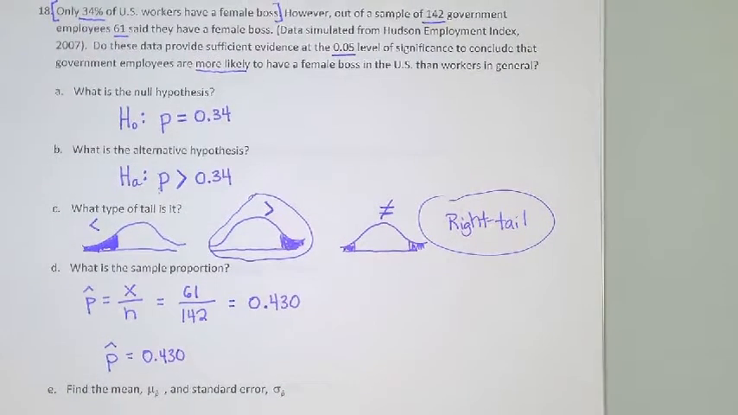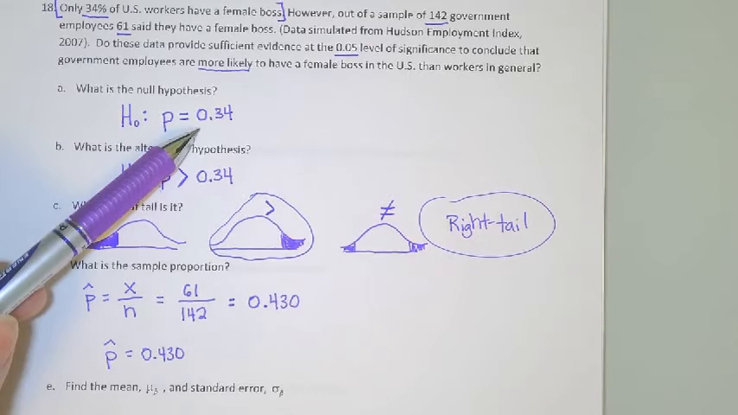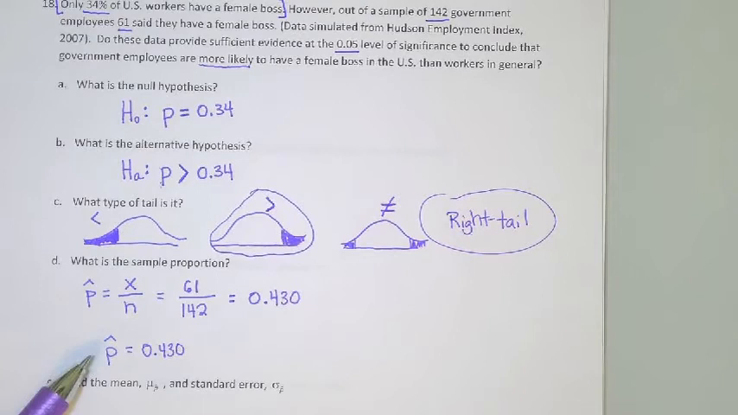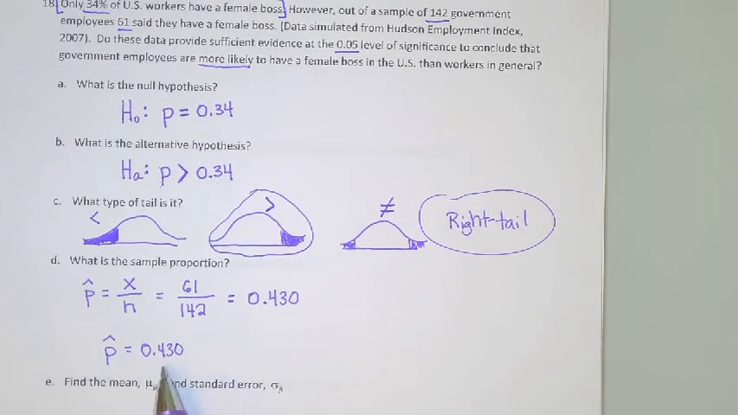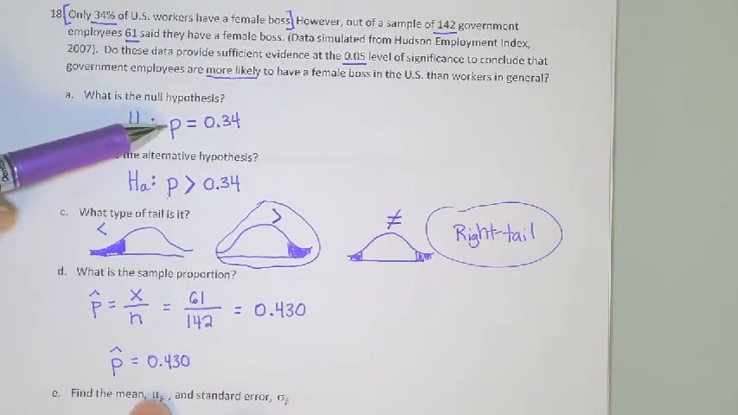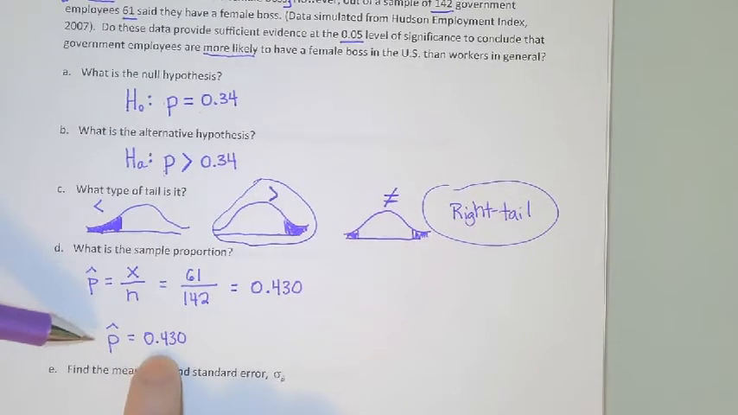So our population proportion is saying 34% of U.S. workers have a female boss. But when we collected sample data from government employees, in that case it turned out 43% had a female boss. So you want to make sure you're keeping those separate in your mind, what the population proportion was and what your sample proportion was.